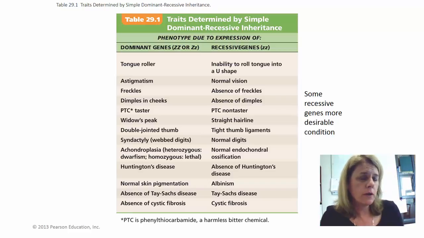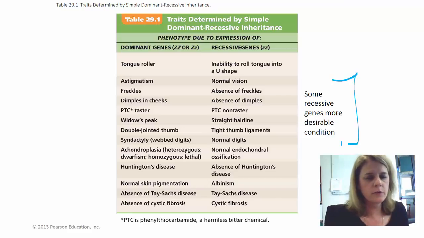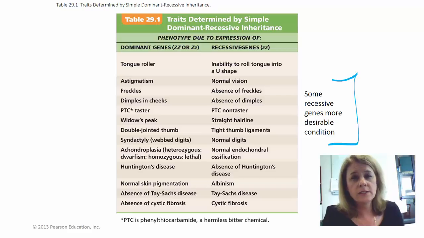The other thing I want you to point out is I don't want you to get the idea that somehow the dominant gene is the good one and the recessive gene is the bad one. That's not necessarily the case. They're just dominant and recessive. It is totally possible that to have the recessive trait or the recessive genes gives you the desirable condition.